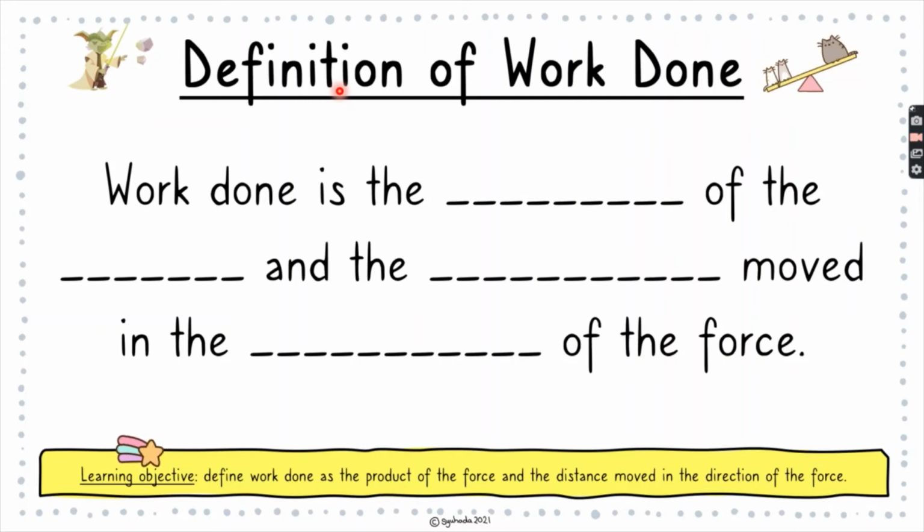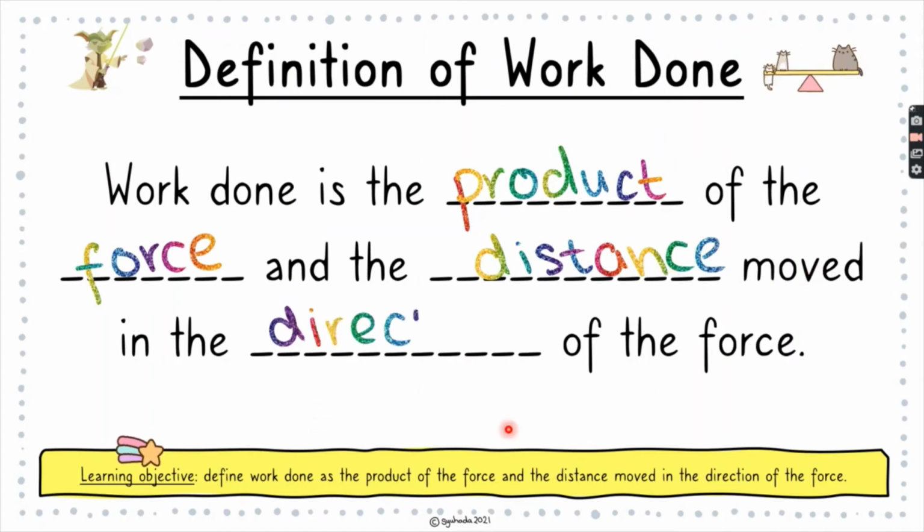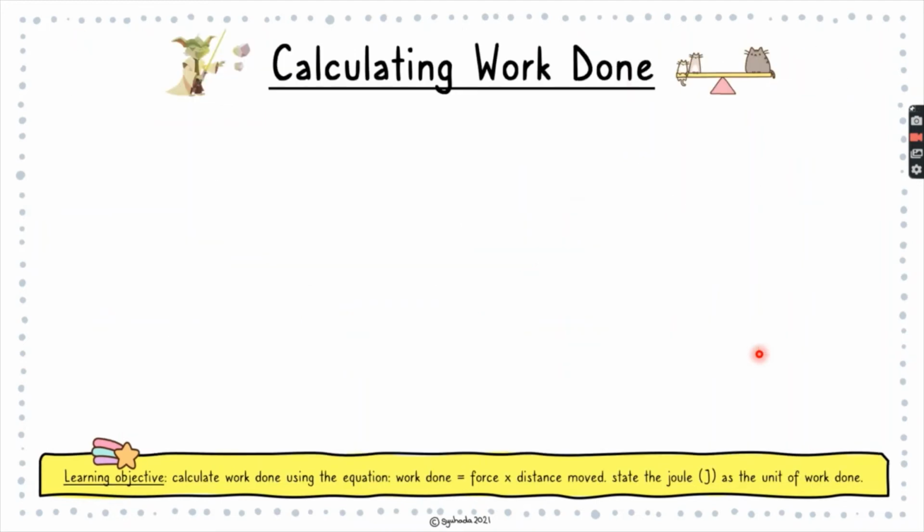Okay, I'm back. All right, definition of work done. Work done is the product of the force and the distance moved in the direction of the force. How you can actually remember this definition is if you can remember the formula for work done. So I'm going to say this one more time, that work done is the product of the force and the distance moved in the direction of the force.